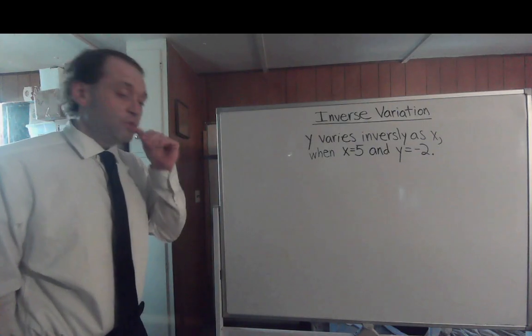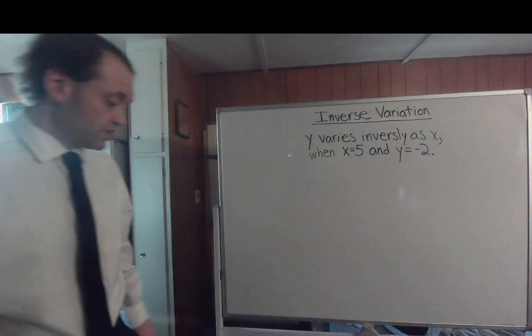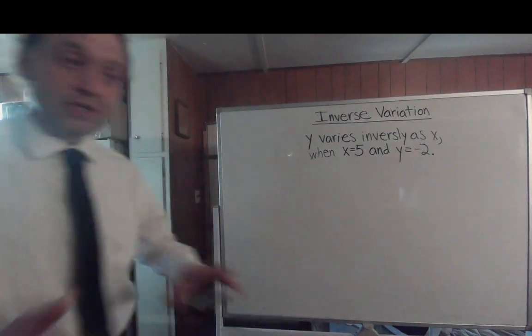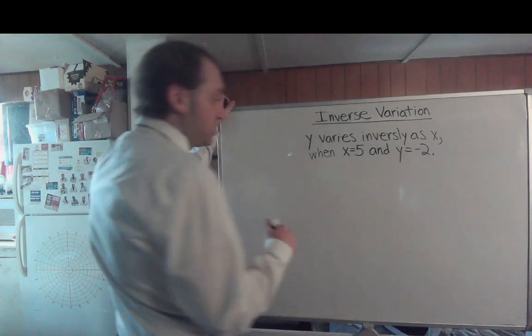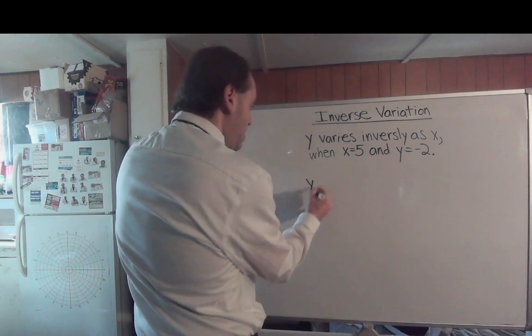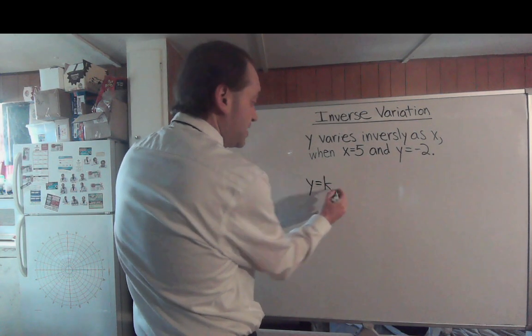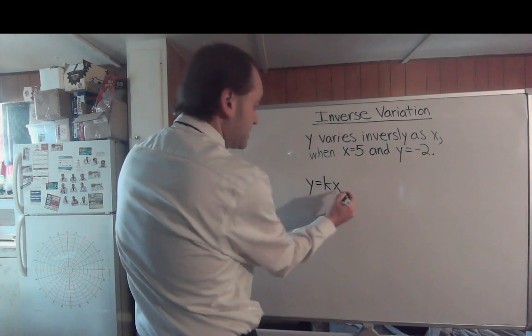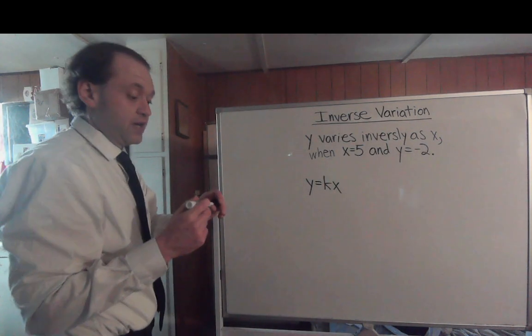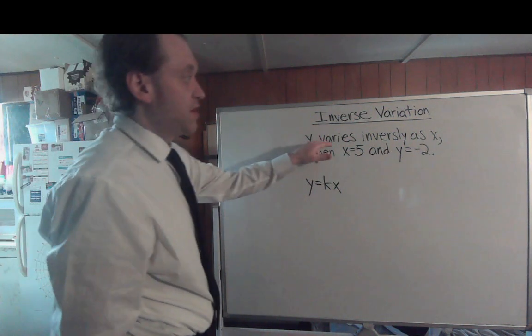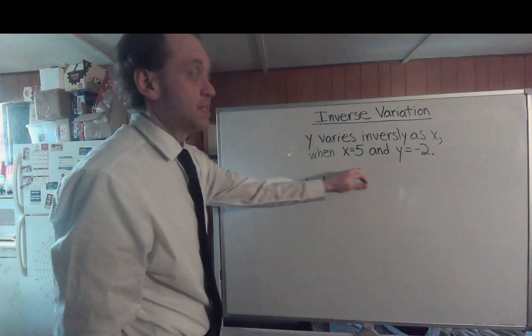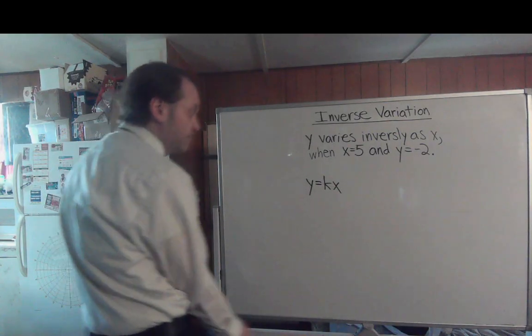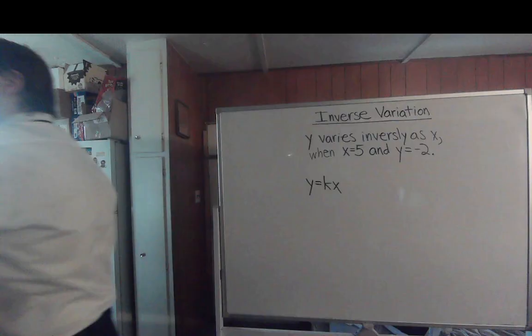Now, you may recall from earlier in the course and in previous courses, of course, we talked about direct variation, where you have y equals some constant of variation k times x. That is direct variation. That would be more like y varies directly as x when x equals 5 and y equals -2. Let me get an eraser.